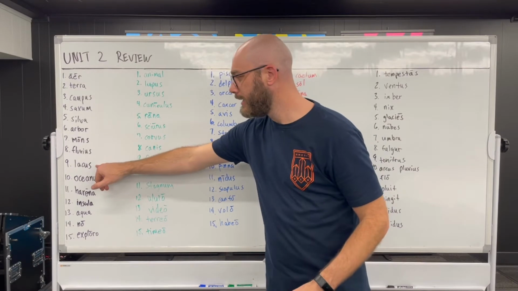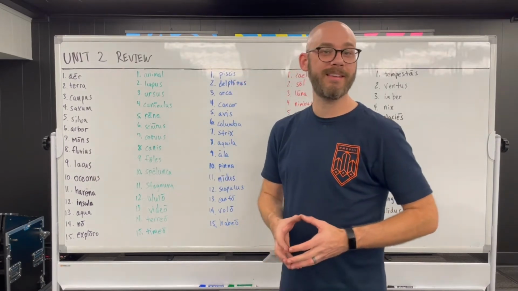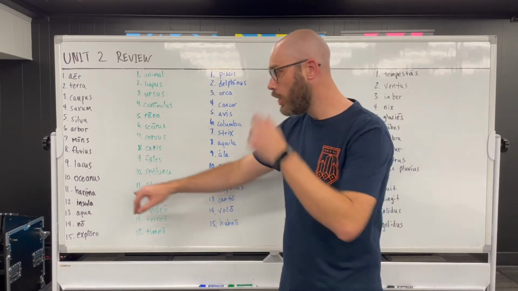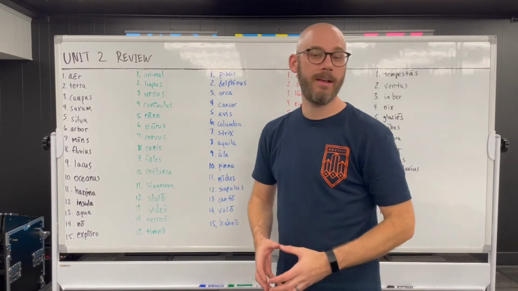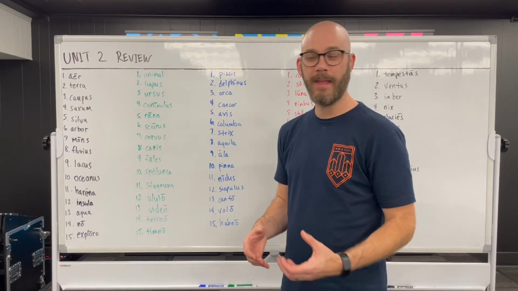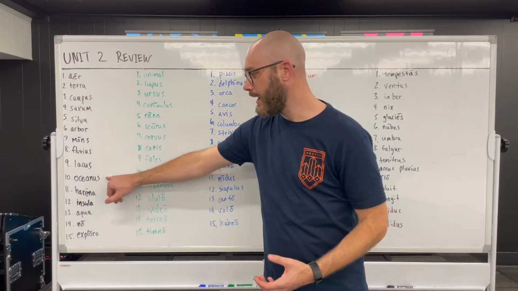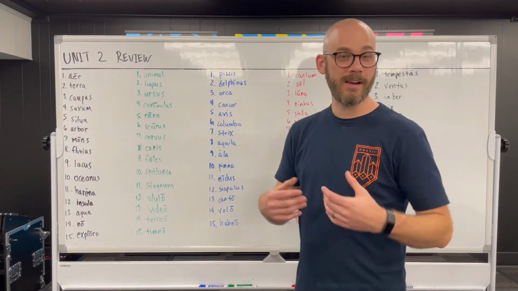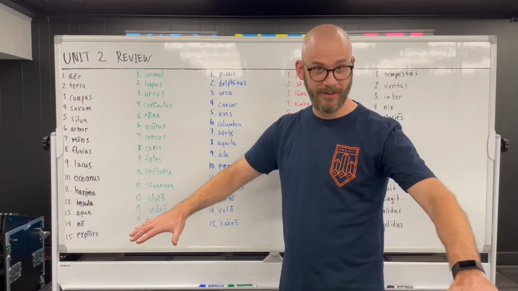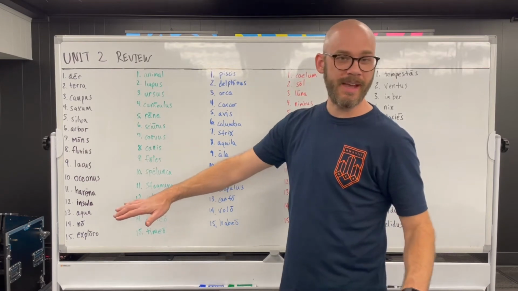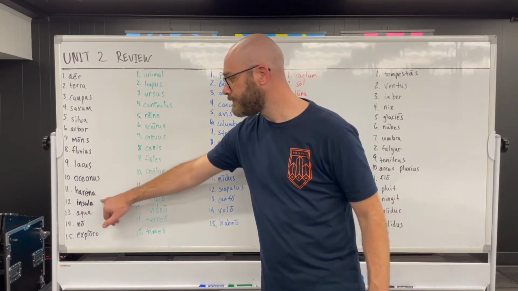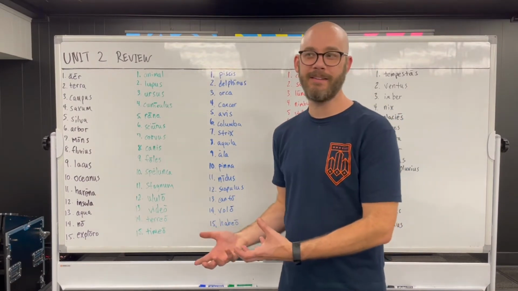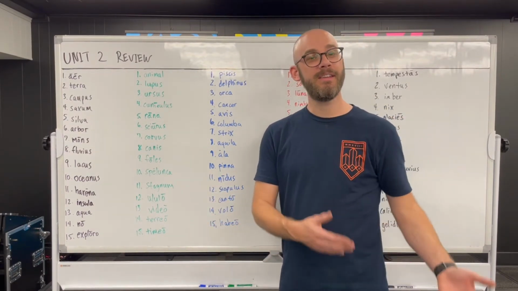Number 9, lacus. A lacus is a lake. A lake is a lacus. Number 10, oceanus. An oceanus is an ocean. An ocean is an oceanus. Number 11, harena. A harena is a beach or some sand. A beach or some sand is a harena. Number 12, insula. An insula is an island. An island is an insula.